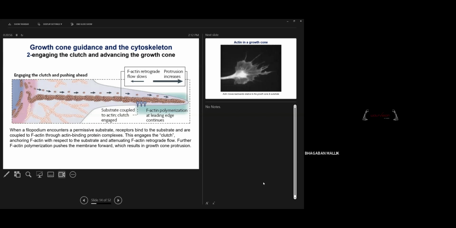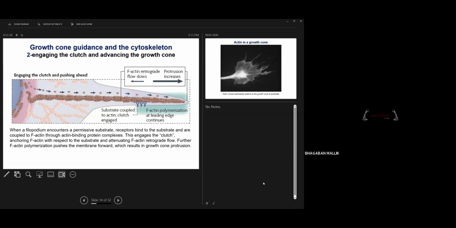So what happens is first the growth cone attaches to the substrate, because it cannot grow without attaching to the substrate. Once they attach to the substrate, you have depolymerization of the actin at the transition zone. Then you have transport of this G actin to the tip of the filopodia, and then again they come to this region, forming the actin clutch. This is how the growth cone happens.